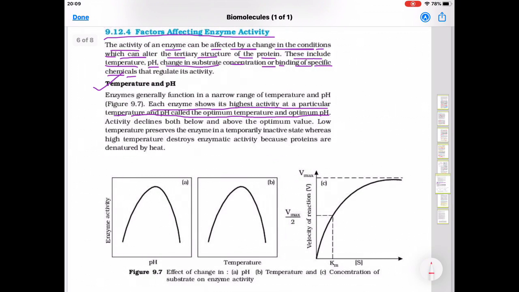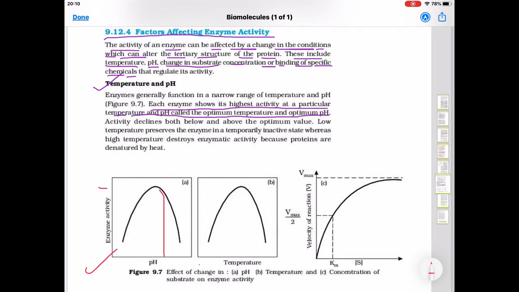9.7a, enzyme activity and pH graph is shown. At a particular point at the top, at that pH the enzyme activity is maximum. This point is known as the optimum pH. At the optimum pH this activity is maximum, and below that also its activity decreases, and after that also its activity decreases.